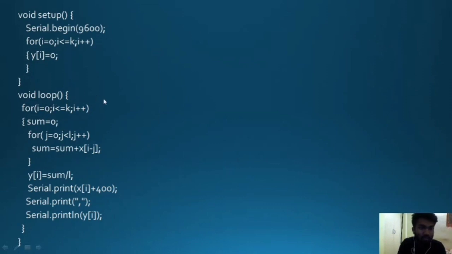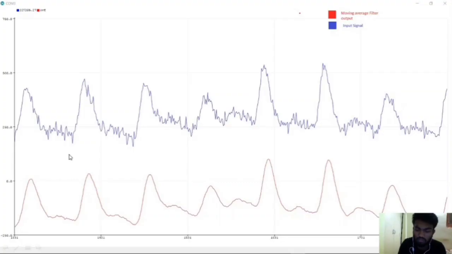This is the code for the moving average filter. It is a low pass filter. This is the mathematical expression for this low pass moving average filter, and this one is the graphical representation of the output signal. This blue color indicates the input signal, and this red color indicates the output signal. Here we can see that the high frequency points are removed, as this is a low pass filter. This red one is the moving average filter output.